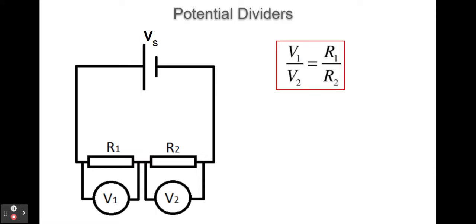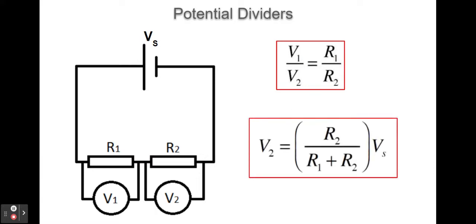There's another formula that can be used. If we know the supply voltage, we can work out the voltage across one of the resistors. V2 equals R2 over R1 plus R2 times Vs. What this basically means is whatever fraction of the total resistance one resistor holds, that's going to be whatever fraction the voltage across that resistor will be of the total voltage.